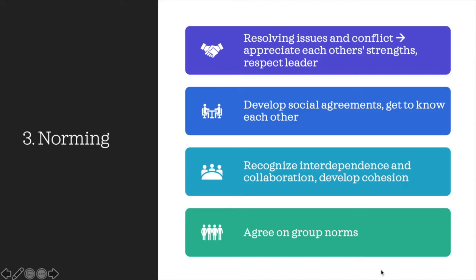There may be some back and forth between the storming and the norming stage. As new problems arise or new tasks arrive, individuals may have disagreement and then resolution. However, as a group, there is now stronger commitment to the team goal and progress is evident.